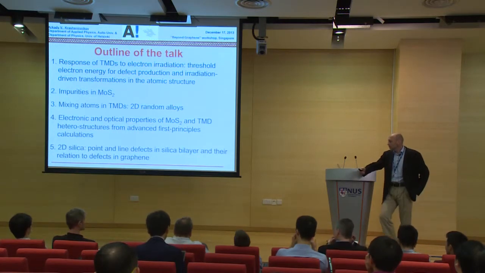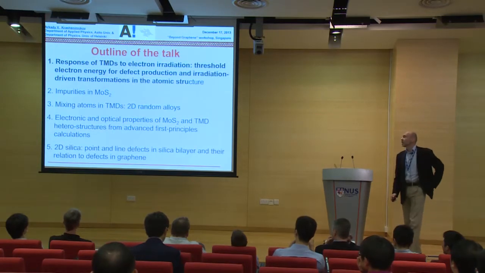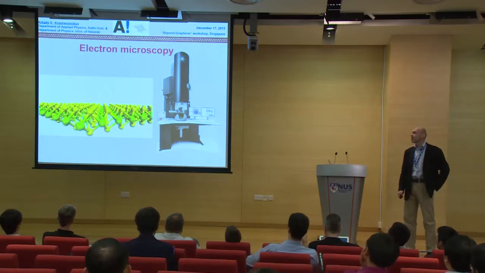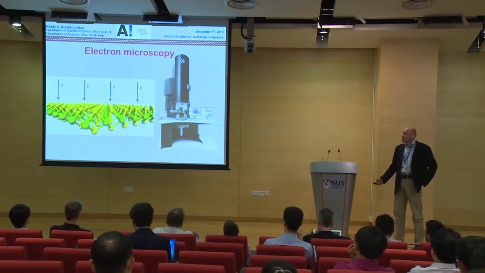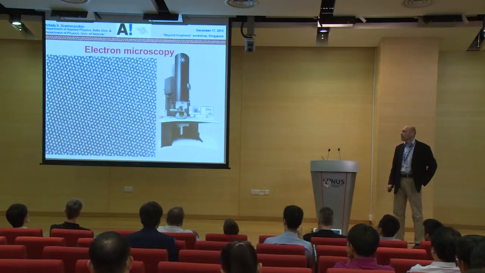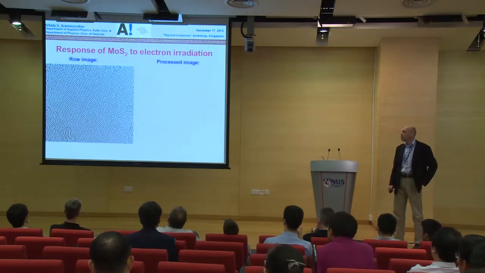Okay, so let's start with the response of traditional dichalcogenides to electron irradiation. Molybdenum disulphide and other inorganic 2D materials are routinely characterized using transmission electron microscopy. So electrons go through the sample and they may create defects. This is an example of a TEM image.